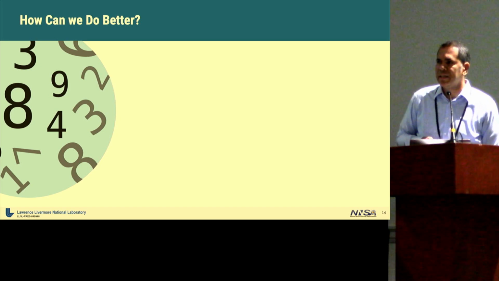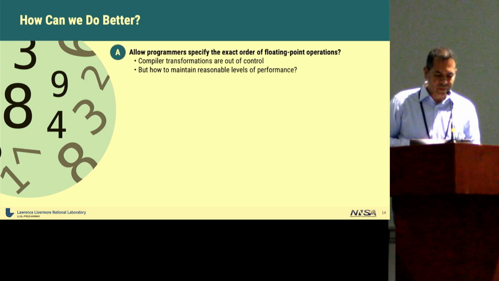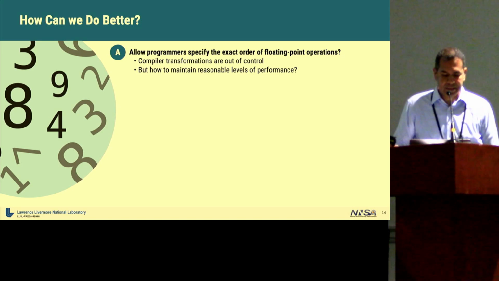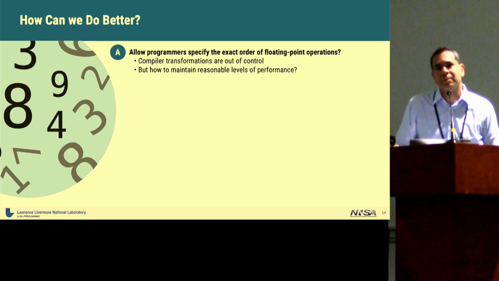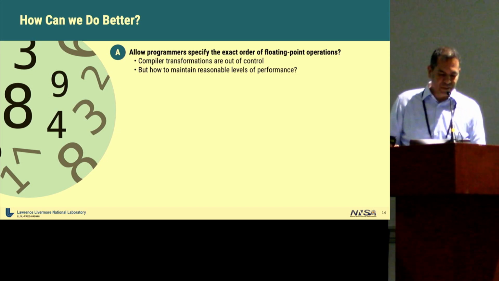Here are some ideas, maybe wild ideas, of things that we could do better in that area. The first one: what if we allow programmers to specify the exact order of floating point operations? Right now the compiler transformations are out of control. But the problem here will be, how do we do that and still get good performance? Because the reason we do the optimizations is that we want performance. Compiler optimizations are the first line of tools that people use to get performance. So how do we do it?